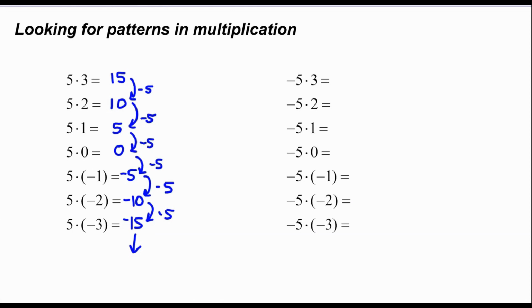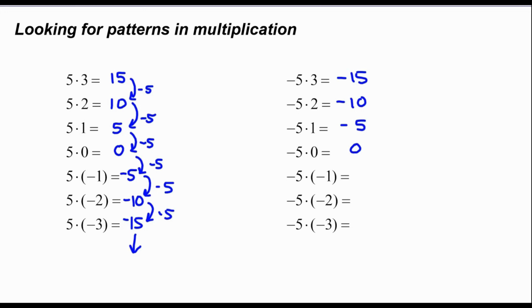Okay, so now let's go to the next column over here, and we've got negative 5 times 3. Well, we just observed that a positive times a negative is going to be a negative value. So negative 5 times 3 should be negative 15, and negative 5 times 2 should be negative 10, and negative 5 times 1 should be negative 5. And negative 5 times 0, well, anything times 0 is 0. And now we change again. Now we've got a negative times a negative.